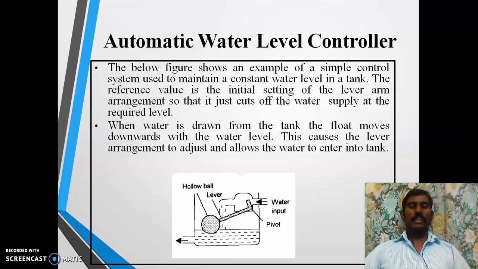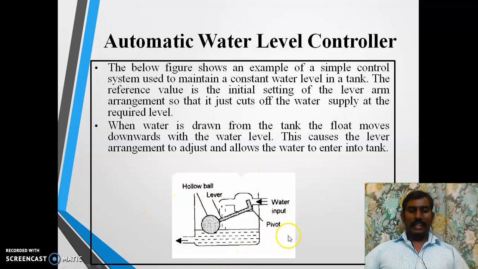So in that automatic control system there are a number of applications. Here we are seeing the automatic water level controller. The below diagram shows an example of a simple control system used to maintain a constant water level in a tank. So here is the diagram. The reference value is the initial setting of a lever arm, arranged so that it will just cut off the water supply at the required level.